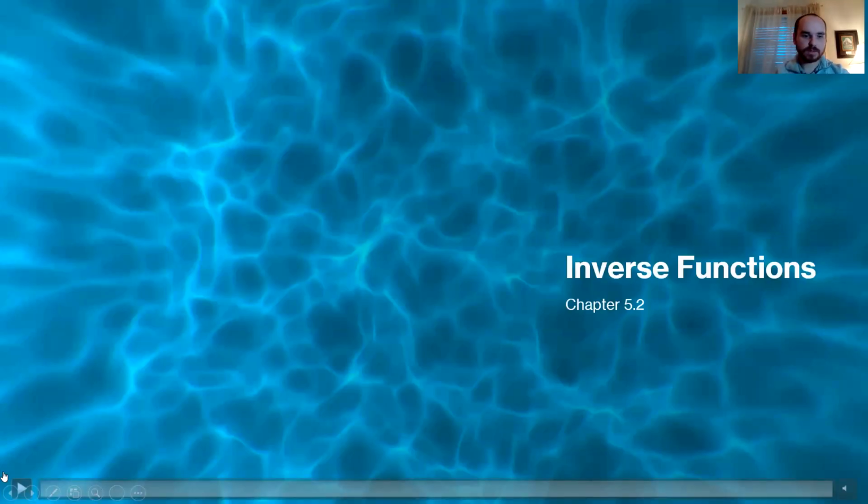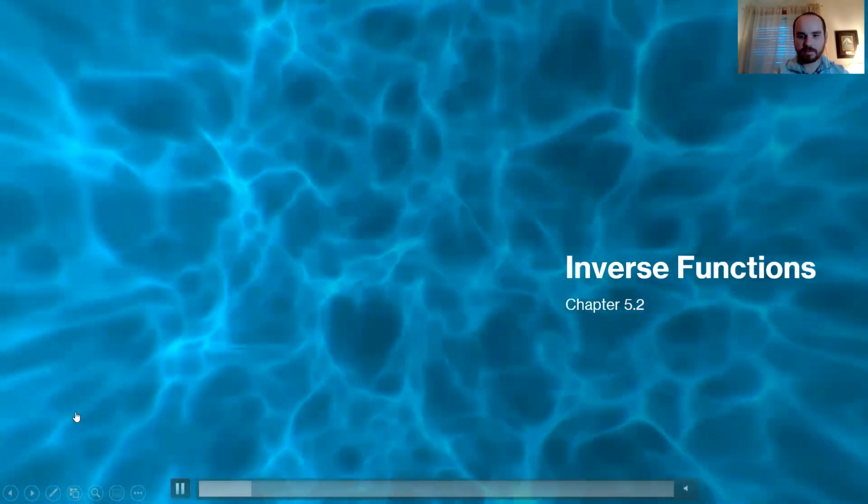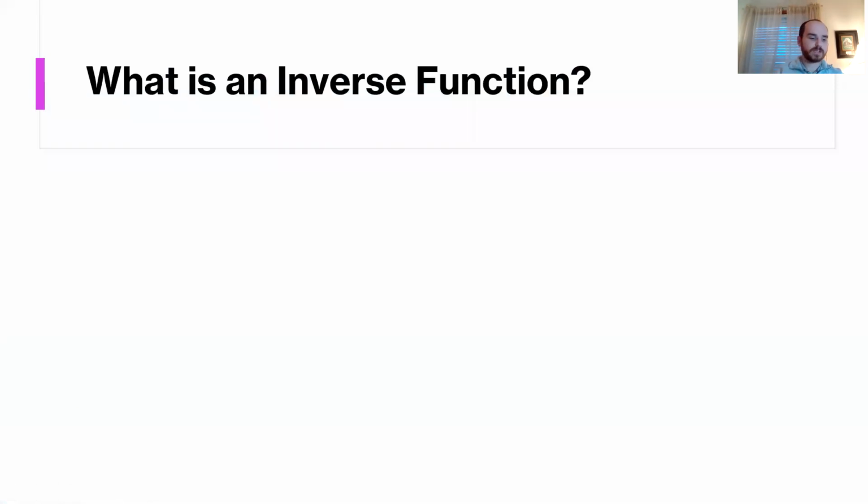Okay, so today we're going to be talking about inverse functions. This is chapter 5.2 in your book. Hopefully it's going to be a little bit shorter, but let's just get right into it. So first of all, we want to know what an inverse function actually is.